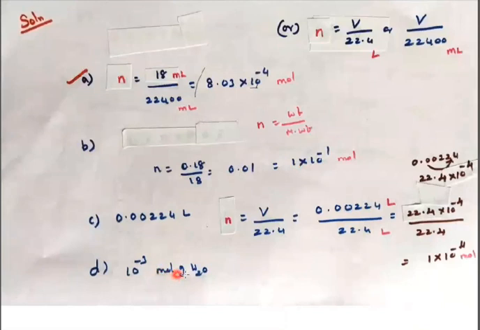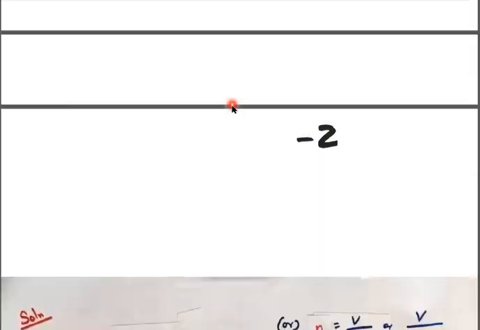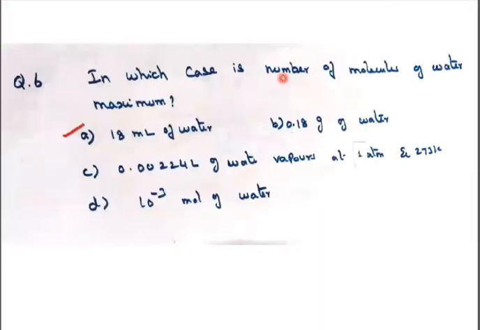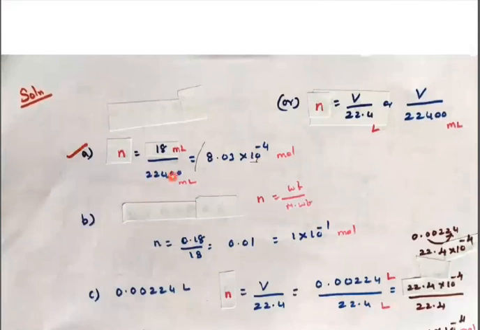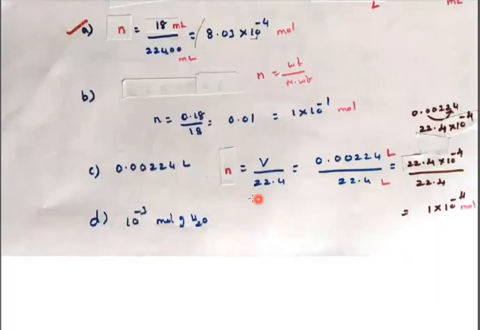In the fourth option, it is 10 to the power of minus 3 mole. So when you see all of these: 8 into 10 to the power of minus 4 mole, 1 into 10 to the power of minus 2 mole, 1 into 10 to the power of minus 4 mole, and 1 into 10 to the power of minus 3 mole, only this has the maximum value. They are asking which has the maximum number of molecules, and that is 0.18 gram of water. Please learn this trick to find the number of moles by heart.